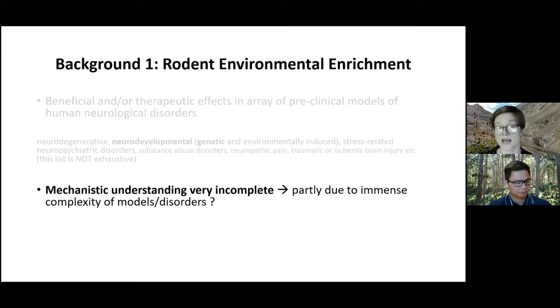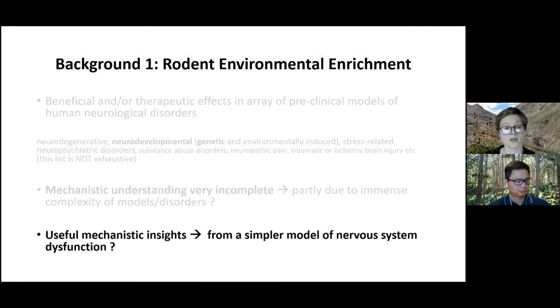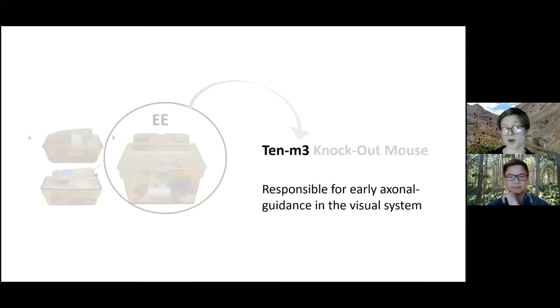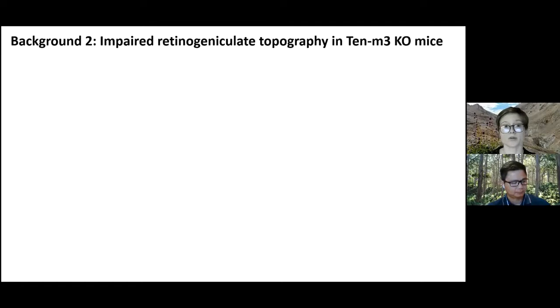And what my lab, me, hypothesized was that maybe this is due to the immense complexity of some of these models and disorders. And then we went on to question, could we potentially garner some useful mechanistic insights from using a somewhat simpler model of nervous system dysfunction, not necessarily a direct model of a disorder as such? Namely the 10M3 knockout mouse. 10M3 is responsible for early axonal guidance. So as a consequence, when you remove this molecule, you get a very stereotyped impaired retinogeniculate topography.